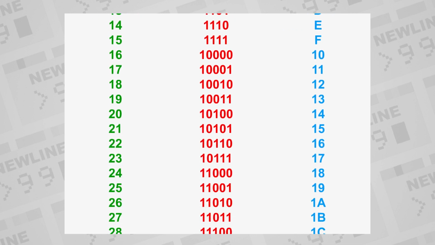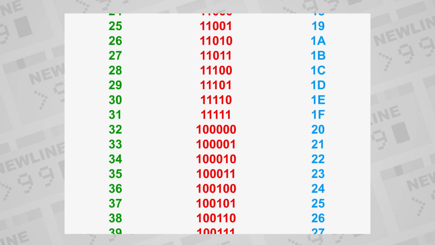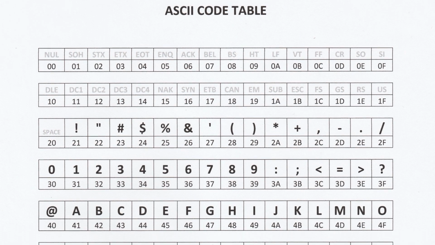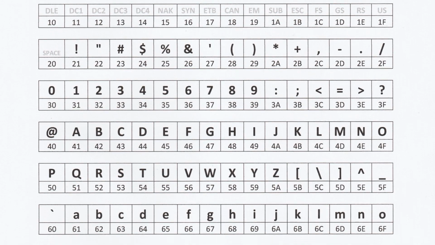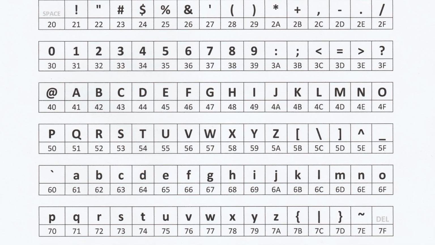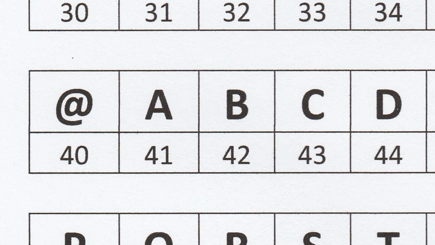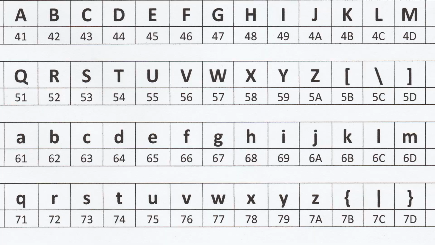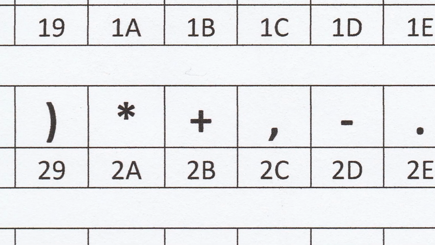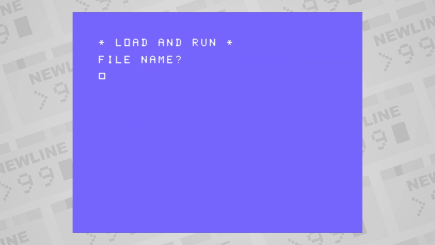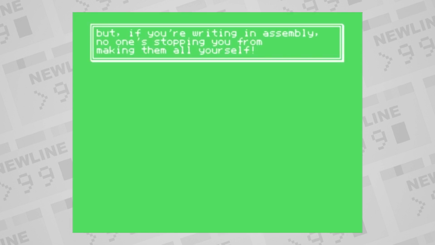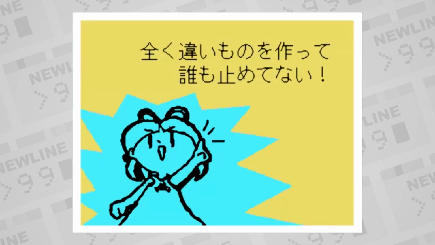So how do we represent things that aren't numbers? Well, that too is a numbering system. ASCII, the American Standard Code for Information Interchange, was created long ago to assign a numeric value to each of the graphic characters that we use. In it, the capital letter A has the hex value of 41, letter B is 42, letter C is 43, and so on. ASCII has places for alpha characters, numeric digits, punctuation marks, and other symbols. A lot of the symbols in later versions of the ASCII character set are not built into the TI-99. But if you're writing in assembly, nobody's stopping you from making them all yourself, or making something completely different.